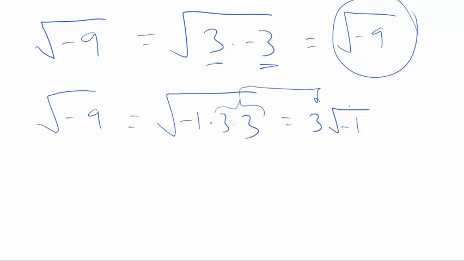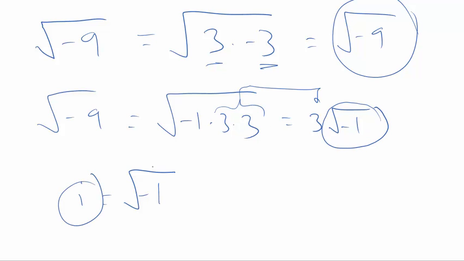And what did I say in the beginning? That i equals the square root of negative 1. And so we can just replace this square root of negative 1 with i. And so if you do that, we get the square root of negative 9 equals 3i. And that is the same expression.